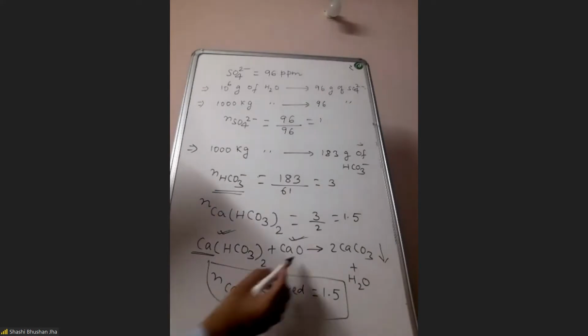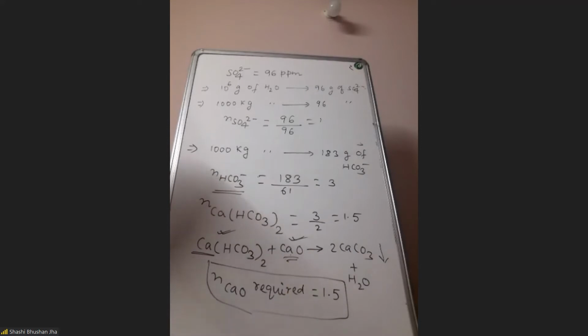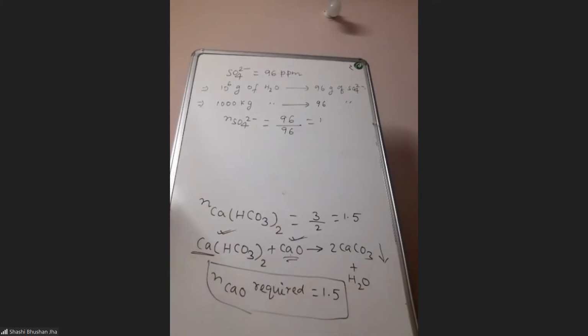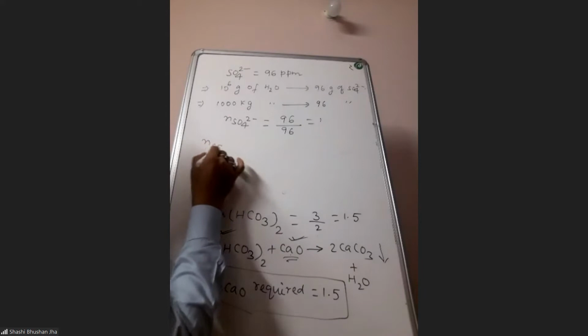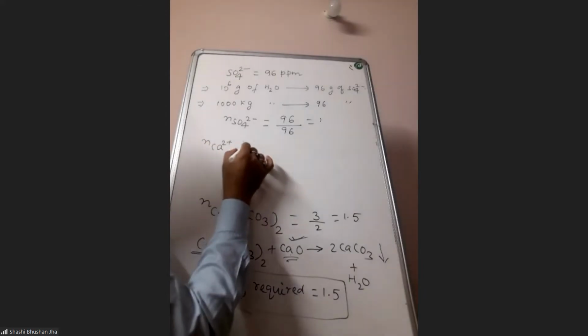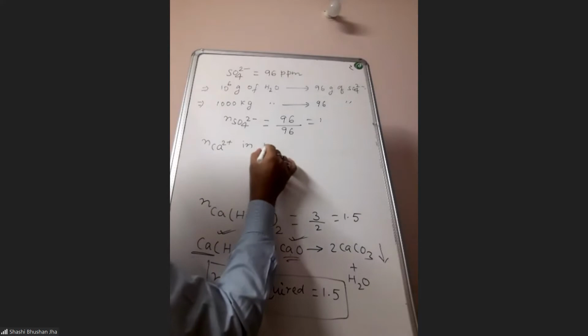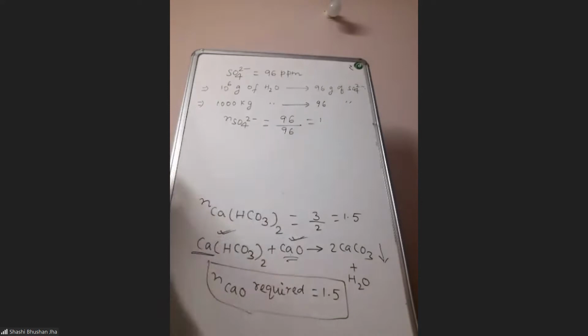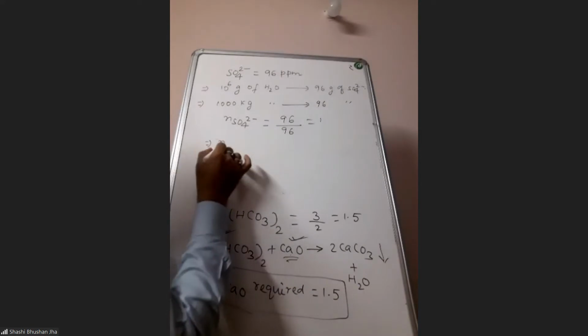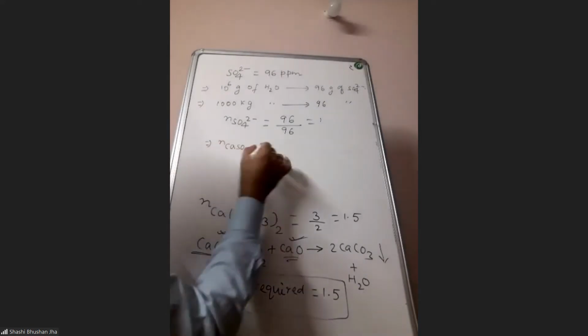So after adding calcium oxide, entire calcium bicarbonate will be precipitated as calcium carbonate, but still calcium sulfate is there. We have 1 mole of sulfate, and since calcium is the only cation, number of moles of sulfate is 1, that means number of moles of calcium sulfate will also be 1.